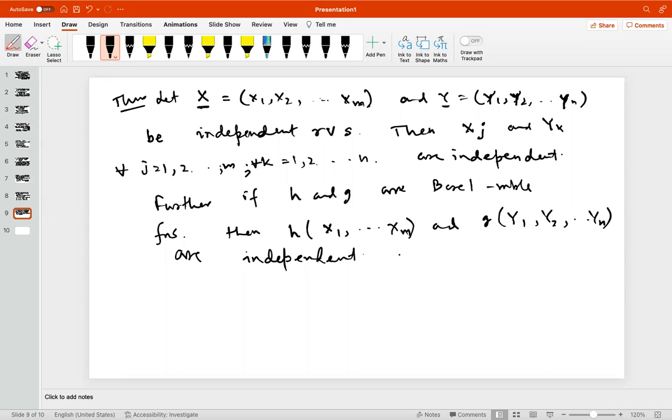So, for example, if X and Y are independent, then (X, X square) and (Y, Y cube) are also independent. And if (X, Y) is independent of (U, V), then (X plus Y, XY) is independent of (U square plus V square, U cube plus V), something like that. So this is a very important thing.